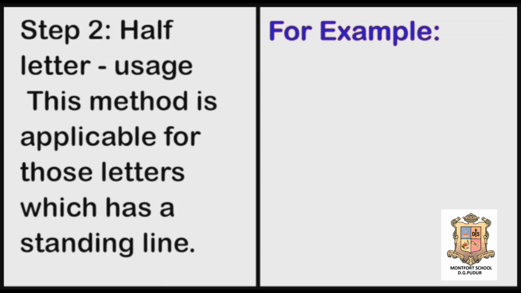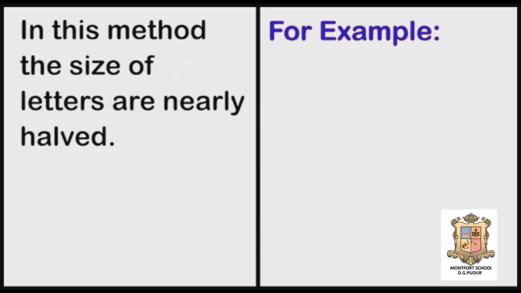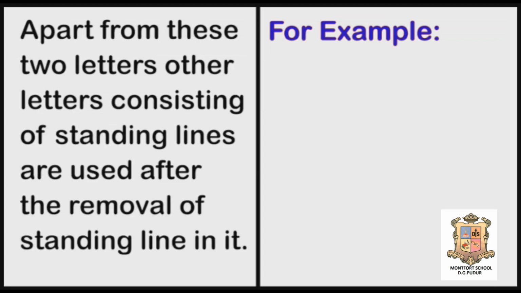Step 2. Half letter usage. This method is applicable for those letters which have a standing line. In this method, the size of the letters is nearly halved. For example, ik and if. Apart from these two letters, other letters consisting of standing lines are used after the removal of the standing line in it.